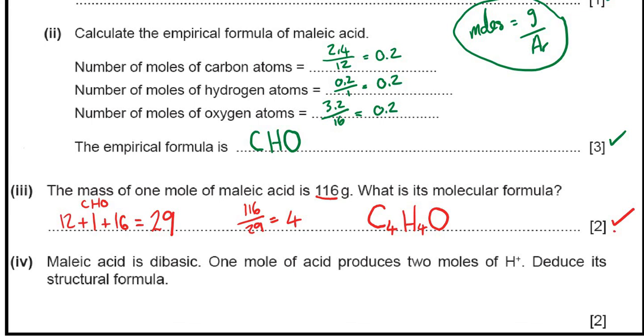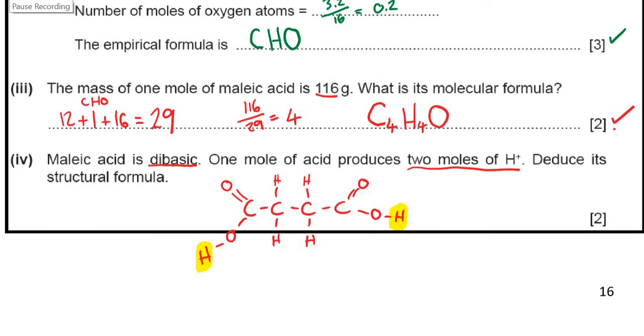Now the last part of the question says it's dibasic. What does that mean? It means that 1 mole of acid produces 2 moles of H plus ions. So we've got to find out what its structural formula is. So here you can see I've drawn the displayed formula of this acid. This is actually maleic acid. So you can see these are the two protons that come off when it ionizes in water. So that's worth an extra 2 marks.